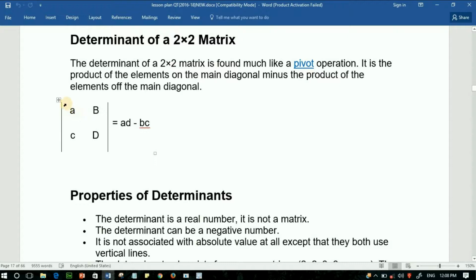You have to multiply the main diagonal elements A into D, minus the off diagonal elements C into B. So the answer is AD minus BC. It's very easy. You multiply the main diagonal elements A into D, that is AD, minus the off diagonal elements C into B. That's the trick for evaluating a 2 by 2 determinant.